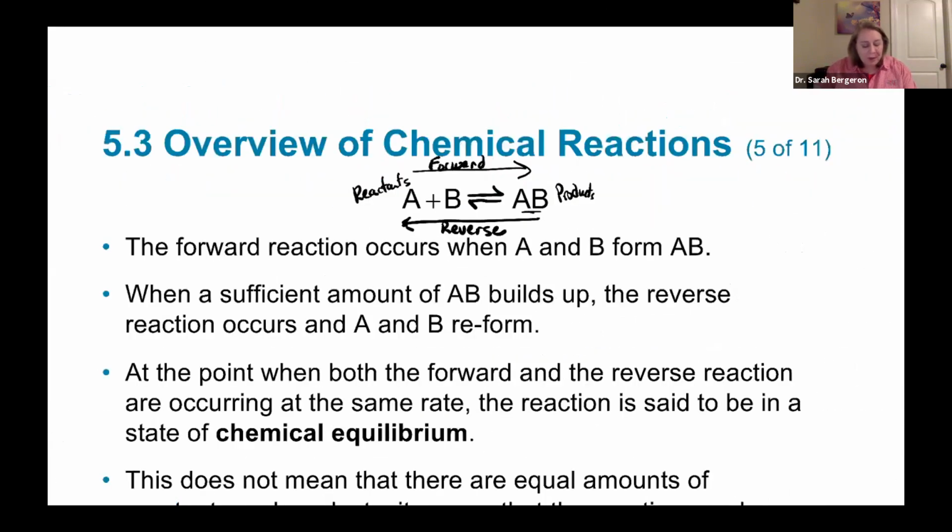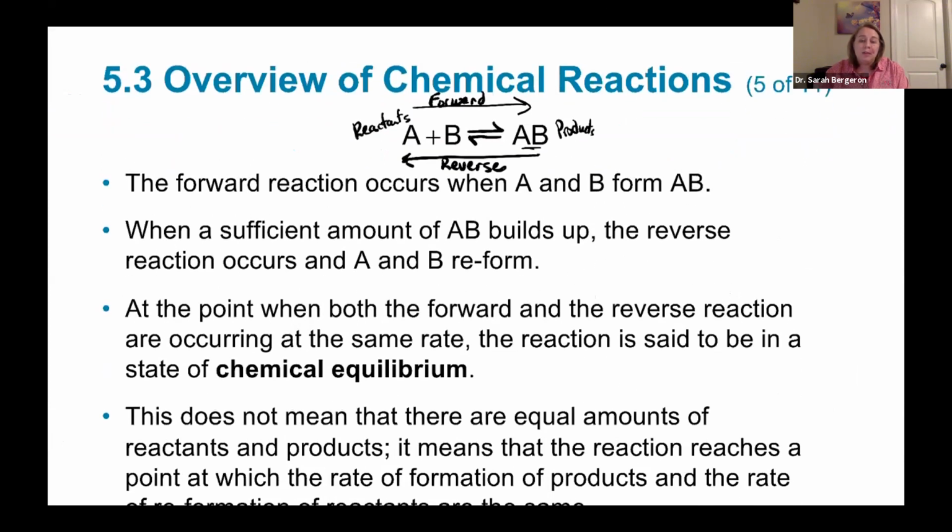So when the forward reaction and the reverse reaction are happening at the same rate, the reaction is said to be in a state of equilibrium. Now be careful with that statement. A lot of people confuse that with meaning that there are equal amounts of reactants and products, and that is not true. So I want you to think about that sports analogy.